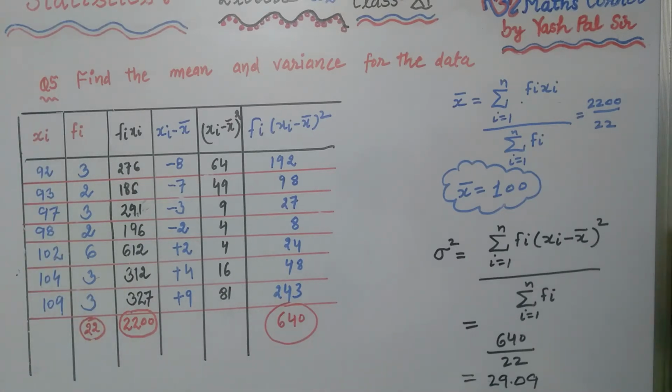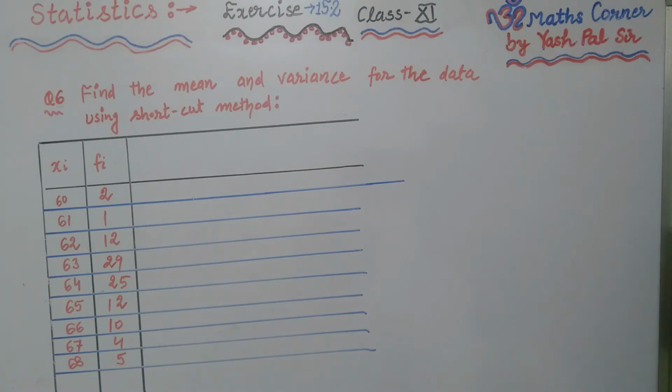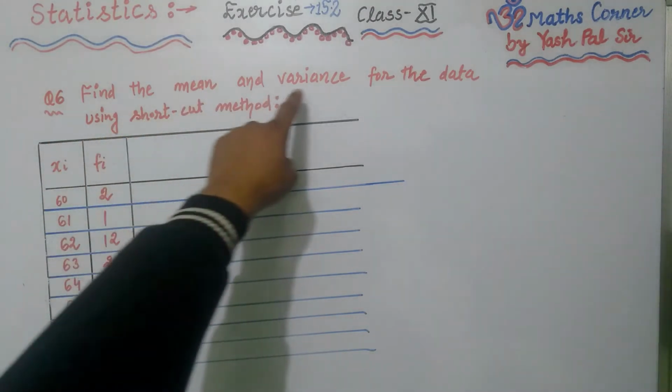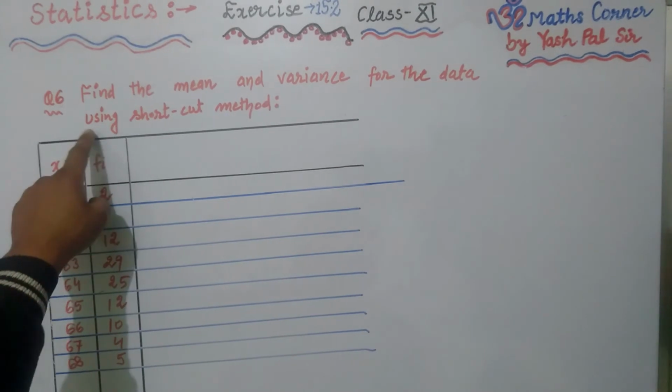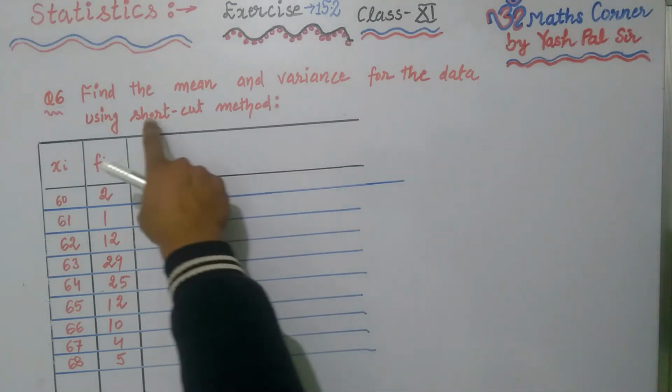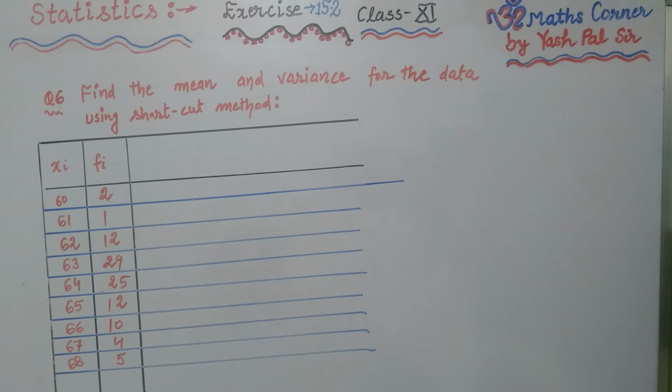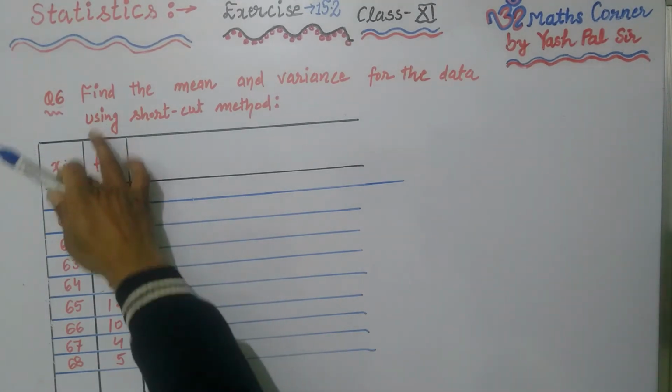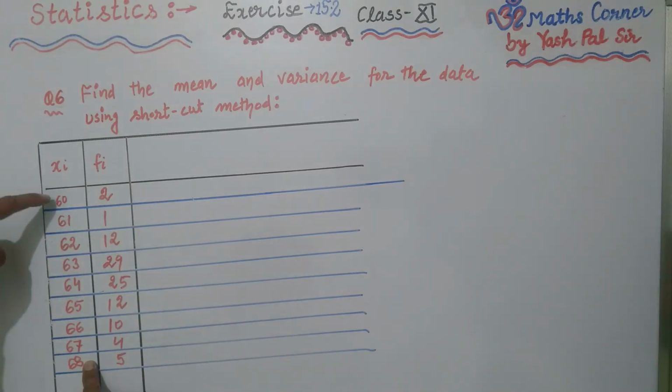Now next question is question number 6. Find the mean and variance for the data using shortcut method. Xi, fi. This data is given, grouped data. Okay. So first of all, how to use shortcut method. Here first of all we select the middle term in xi, starting and end term, this first, this last, second last, this way we move.